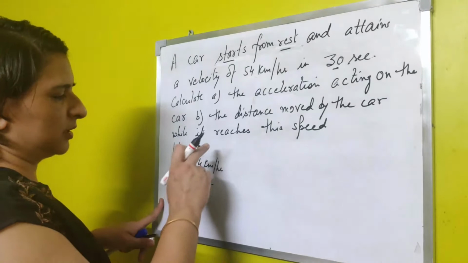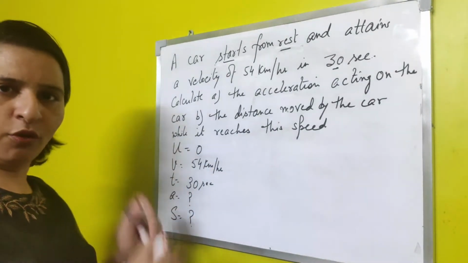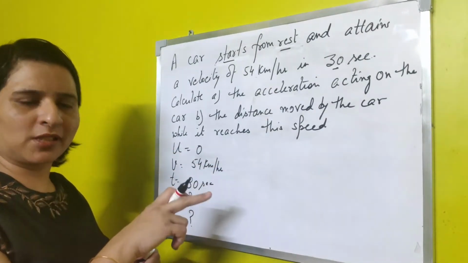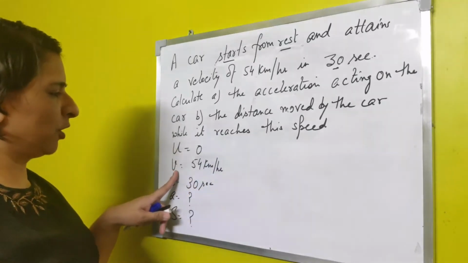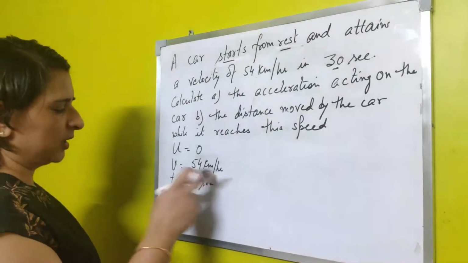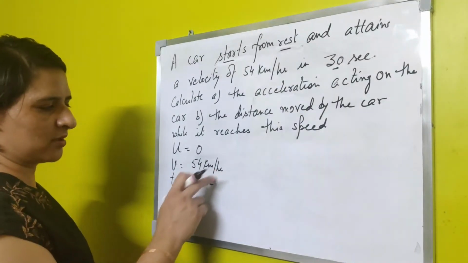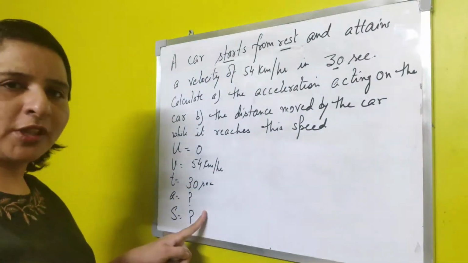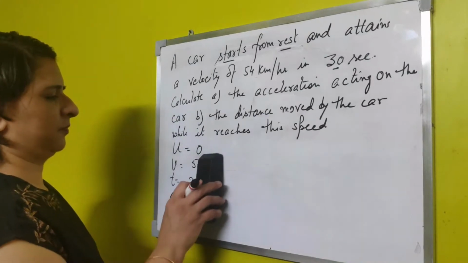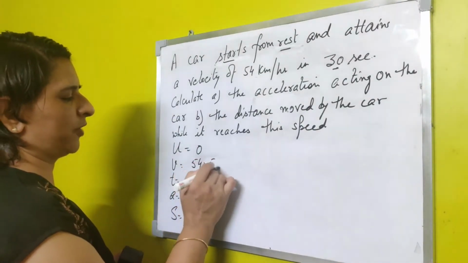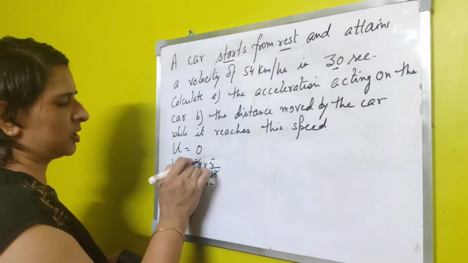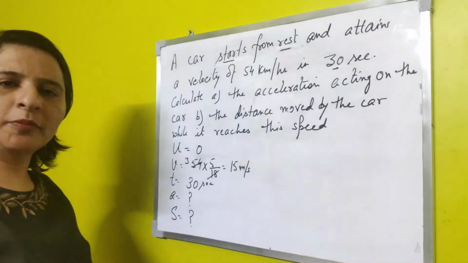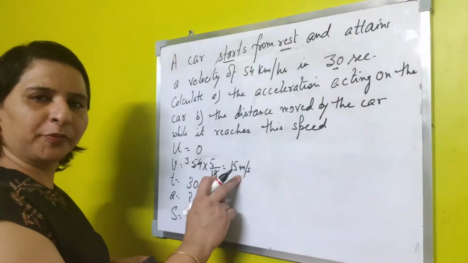Now, after this, the next step should be looking for the units of the given values. The values should be in the same system of units. But here we find that velocity is in kilometer per hour and time is in seconds. So this doesn't match. So we need to convert this 54 km per hour to meter per second. So for this purpose, 54 into 5 by 18. From our previous knowledge, 18 3s are 54, so this is 15 meter per second. So final velocity is 15 meter per second.